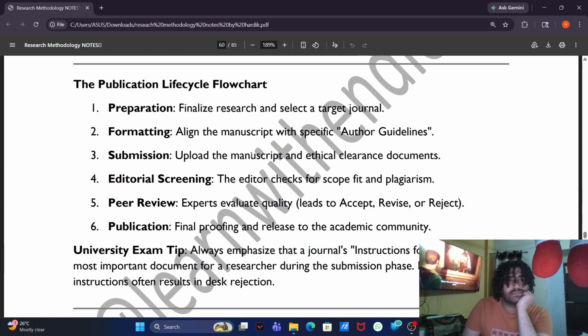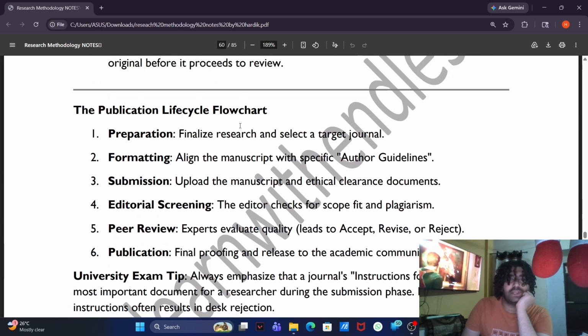Here is the publication life cycle flowchart. Preparation, formatting, submission, editorial screening, peer review, publication. Let's go through them one by one. Preparation. Finalize research and select a target journal. Formatting. Align the manuscript with specific author guidelines.